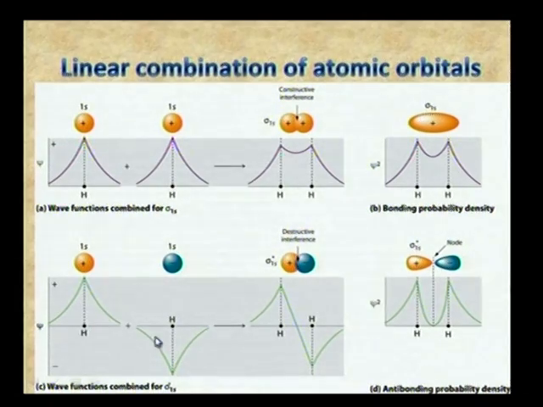When these two electrons combine in different phases with opposite signs, it results in destructive interference. Due to this destructive interference, anti-bonding molecular orbital is formed. As we already know, anti-bonding molecular orbital has a node between the two nuclei and is of greater energy and lower stability.